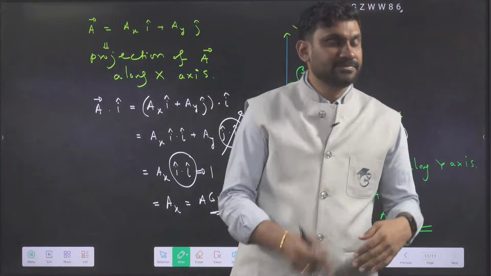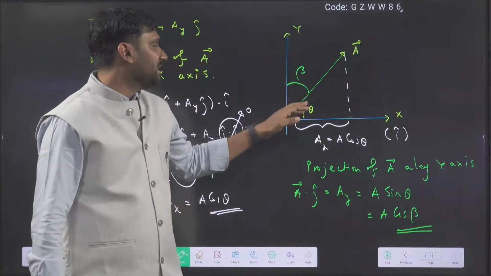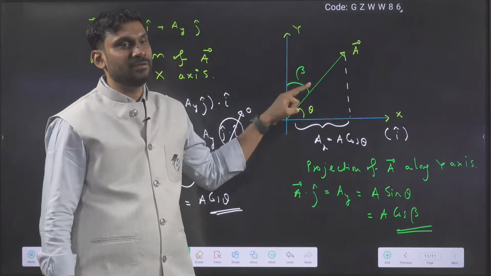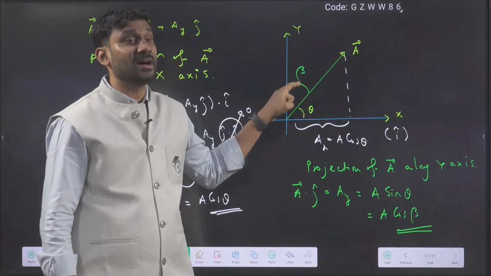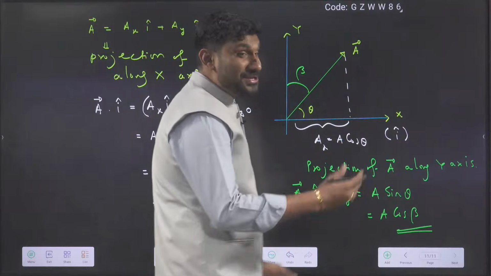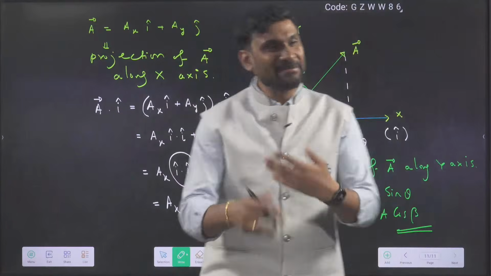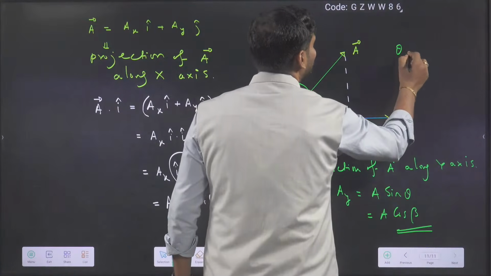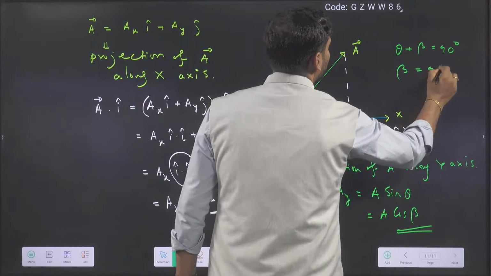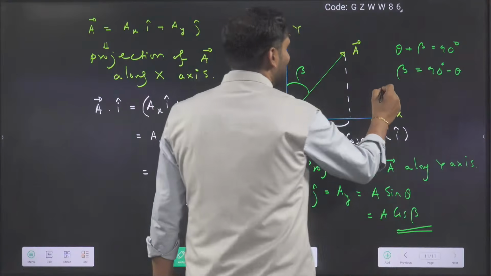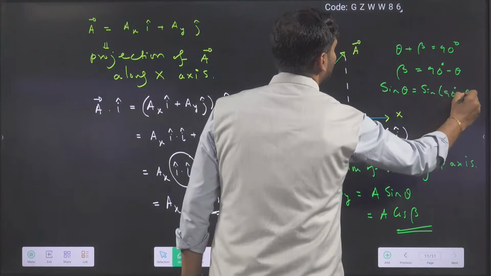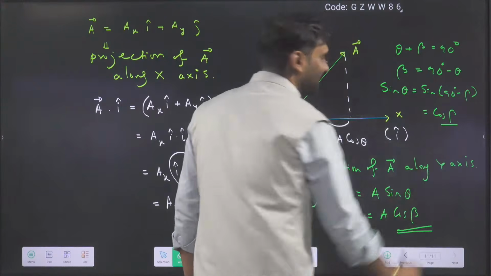Can I move ahead? I am saying, Ashwini, that if you take the angle theta with the x-axis, then along the y component is coming a sin theta. But if you take an angle with the y-axis, which is beta, then the answer will be a cos beta only. And according to trigonometry, I can keep on discussing like this. You see, theta plus beta is equal to 90 degree. Beta is equal to 90 degree minus theta. So sin theta is equal to sin of 90 degree minus beta, which is equal to cos beta.